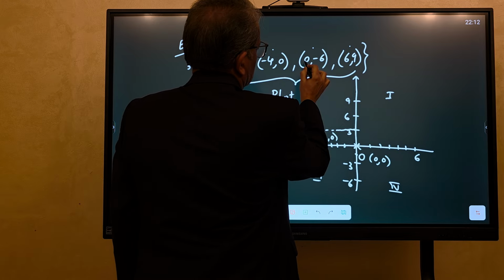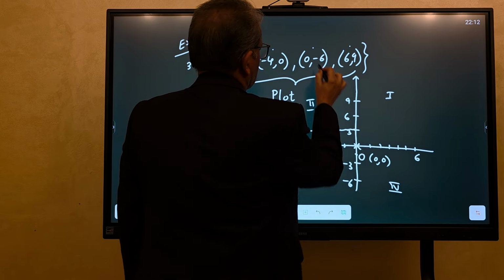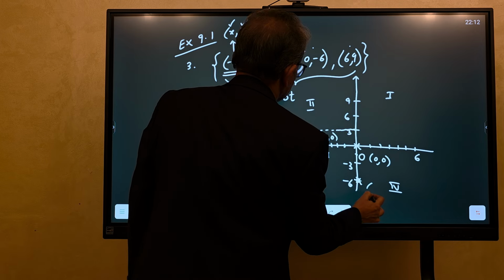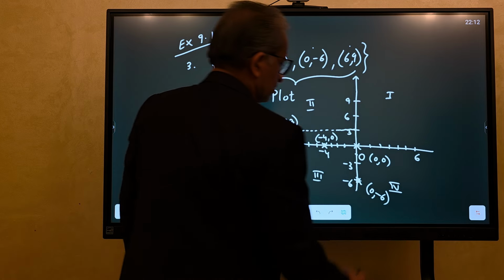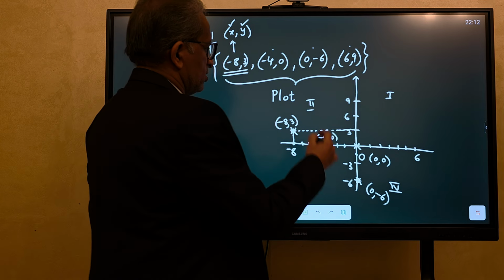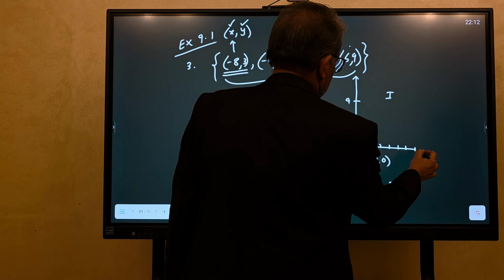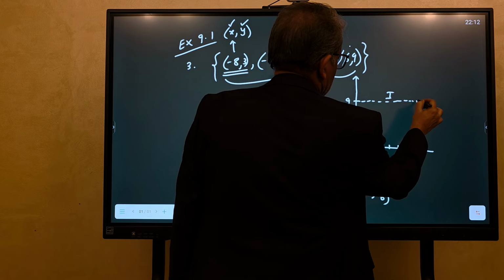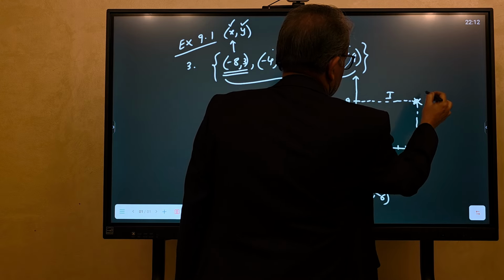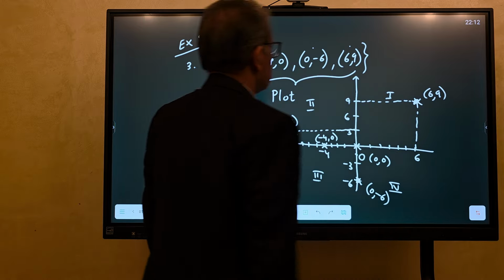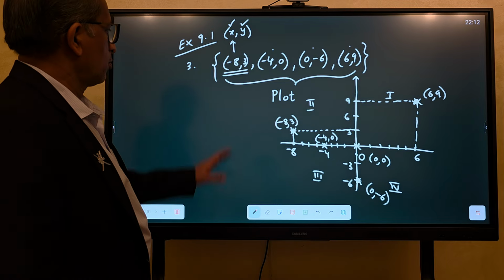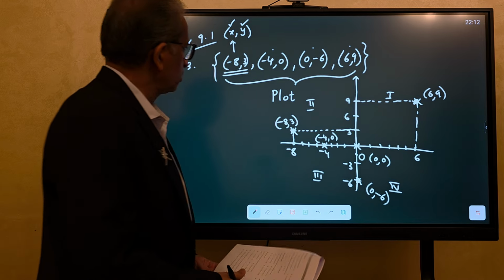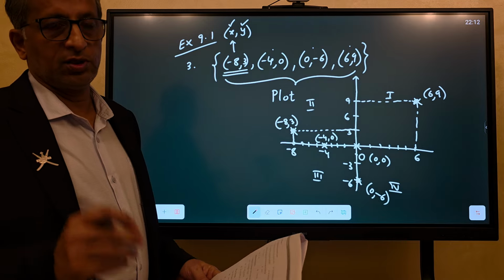Here x is 0, that means you are here. And -6 for y means you are here. So this point is 0, -6. And then 6, 9. That means 6 and 9. So you go here, come here, and this point is 6, 9. This is how we show or plot points on the coordinate system. So that is all about questions 1, 2, 3, 4.